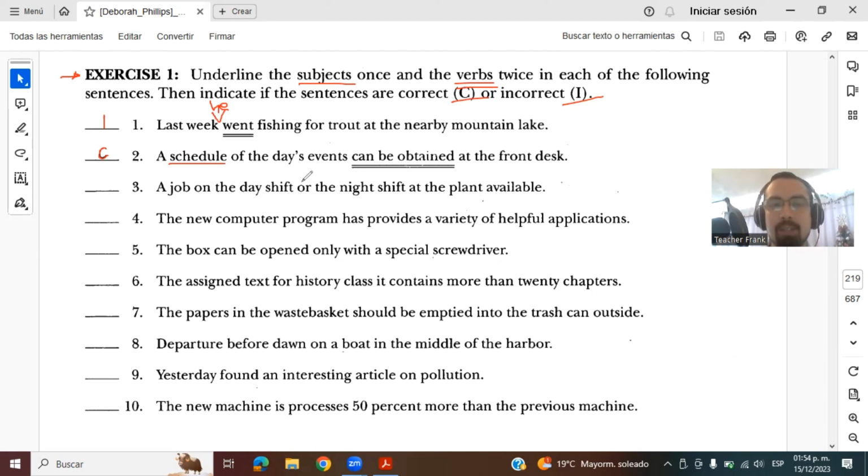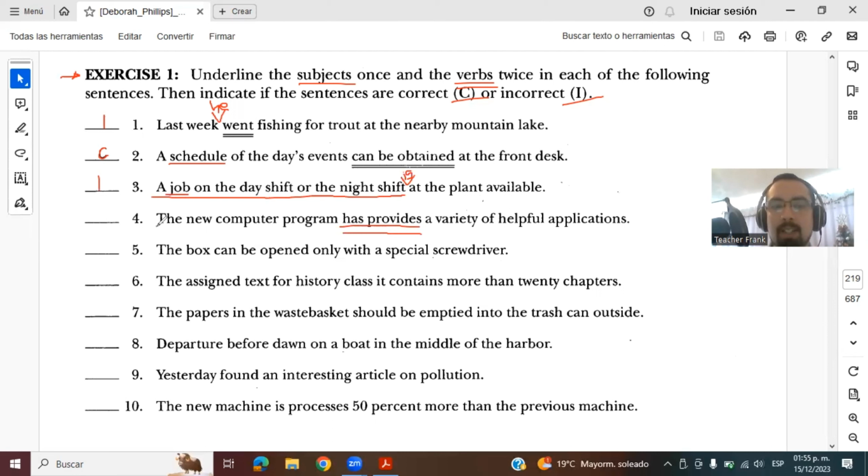Number three: a job on the day shift or the night shift at the plant available. So we can say a job is the subject, or the whole thing, a job on the day shift or the night shift. Very important here to know that words like or and are going to connect the people, in this case, the subjects, but it is incorrect because we need a verb, right? This doesn't have a verb. So a job on the day shift or the night shift, for example, is available, or something like that, right? So missing verb.